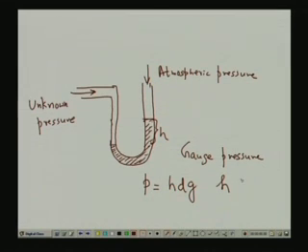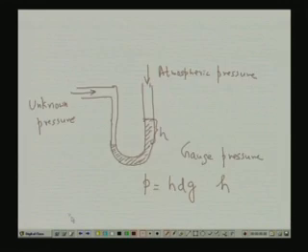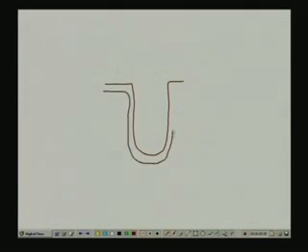Now, at the same time we can measure the differential pressure also with this manometer. If I measure the differential pressure, it will look like this. See what will happen. You see that we have a U-tube as before. So, this is the unknown pressure.